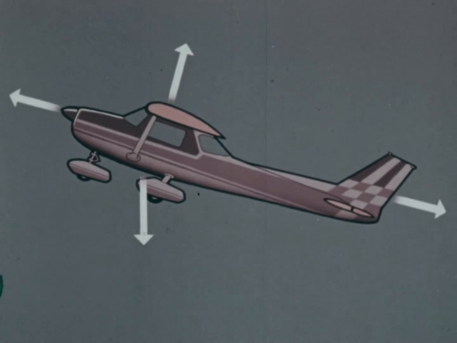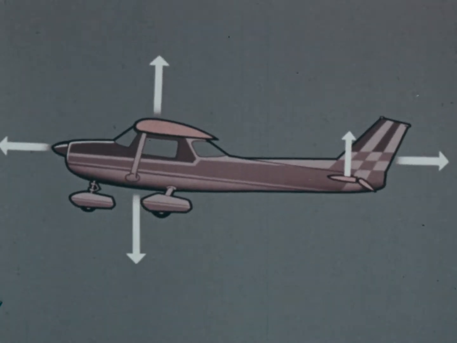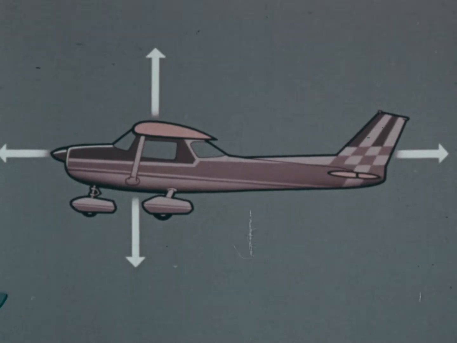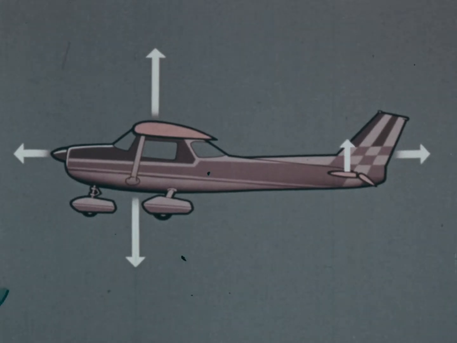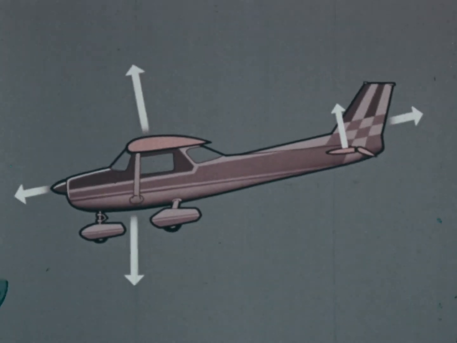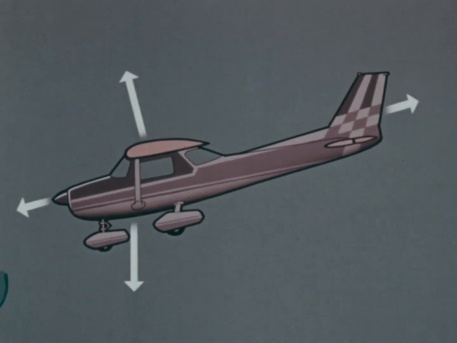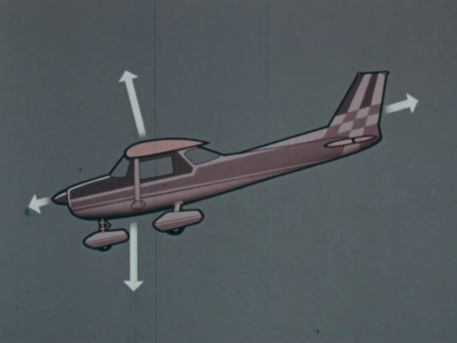To level off, the elevator is used in the opposite sense, to lift the tail. And thrust must be reduced to allow the airplane to remain at a speed where lift exactly equals weight. To descend, the elevator is again lowered and the tail lifts. And thrust must again be reduced to take account of weight acting forward down the flight path.